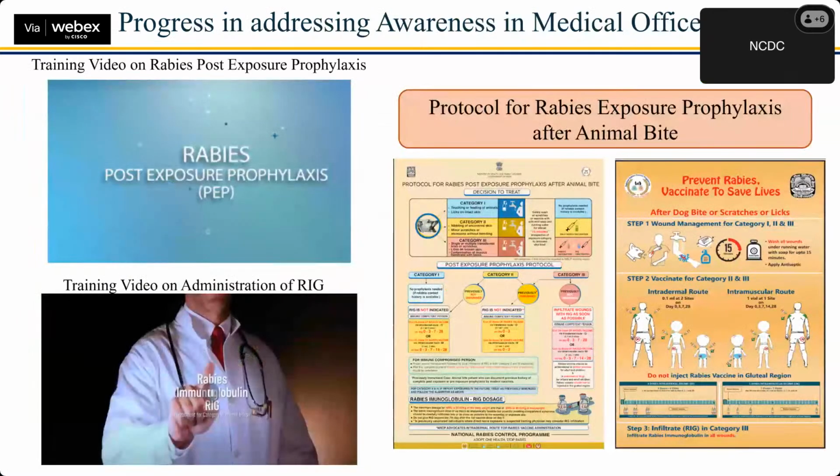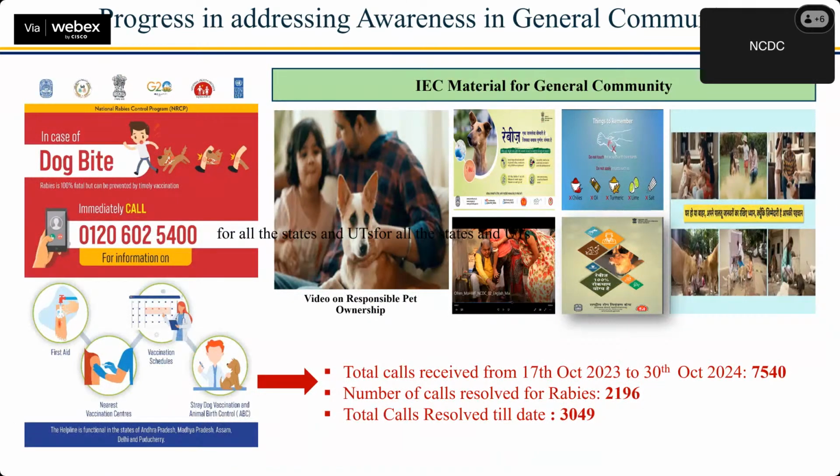For capacity building and generating awareness among the medical officers, we have developed this rabies post-exposure prophylaxis video, and some charts are available on the NRCP website or the NCDC website. After this session, we are also going to show this particular video. Next slide, please. Some awareness material for the general population is also available on the NCDC website.